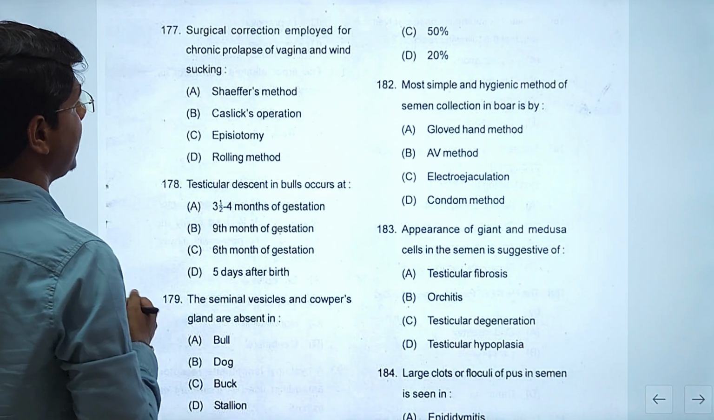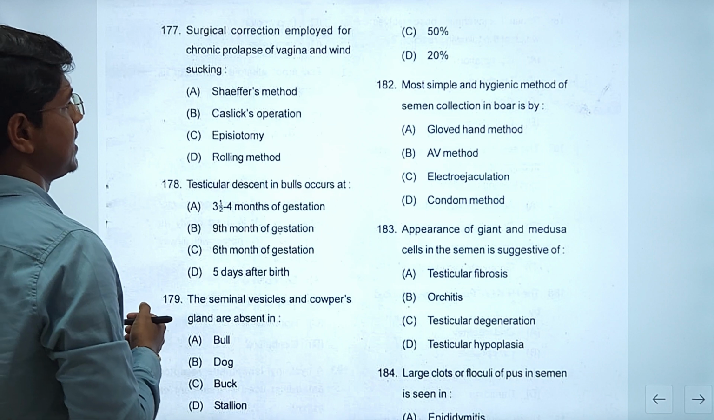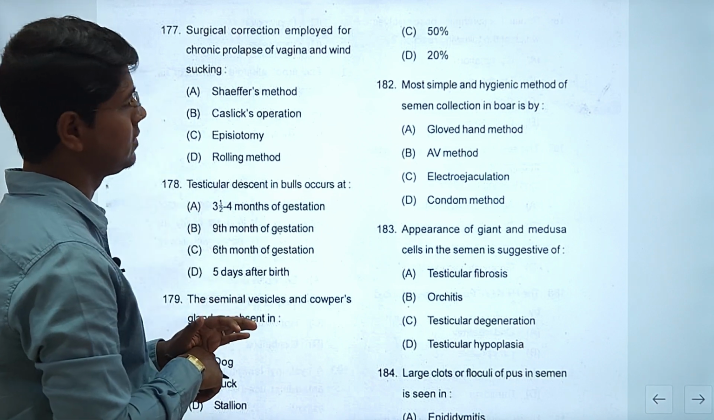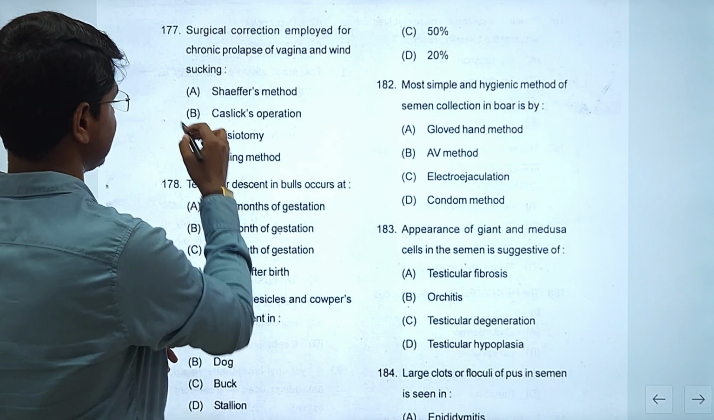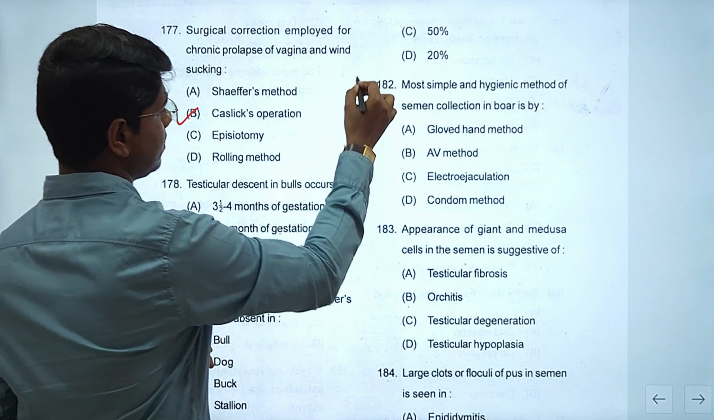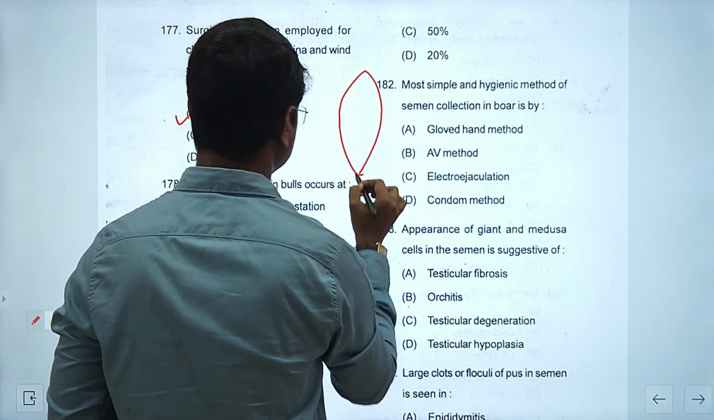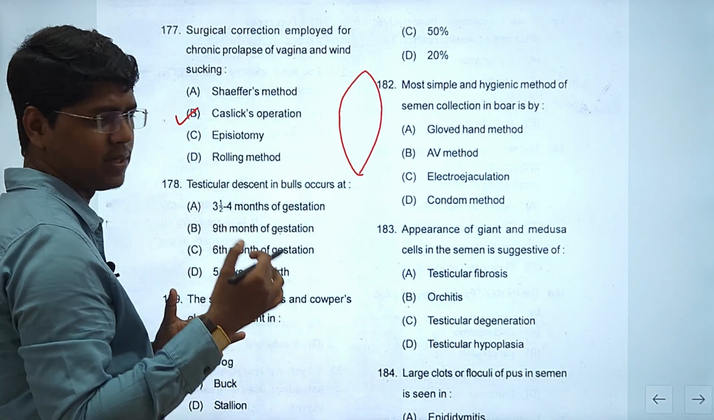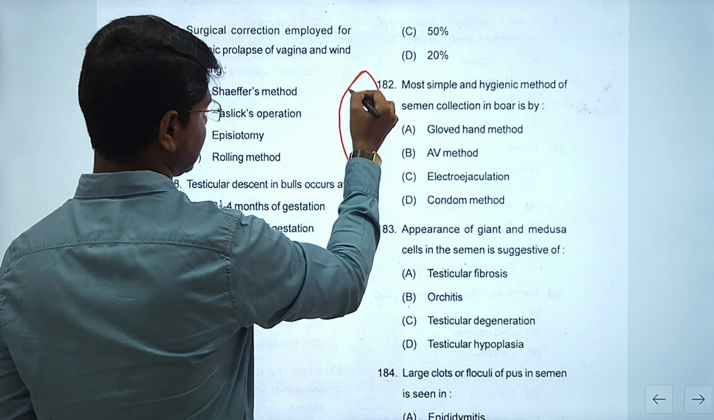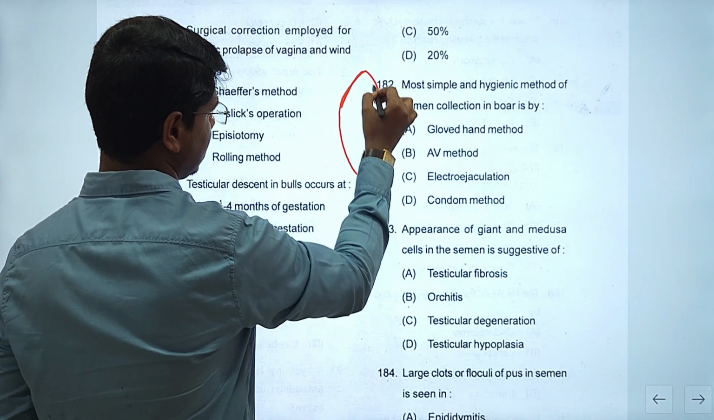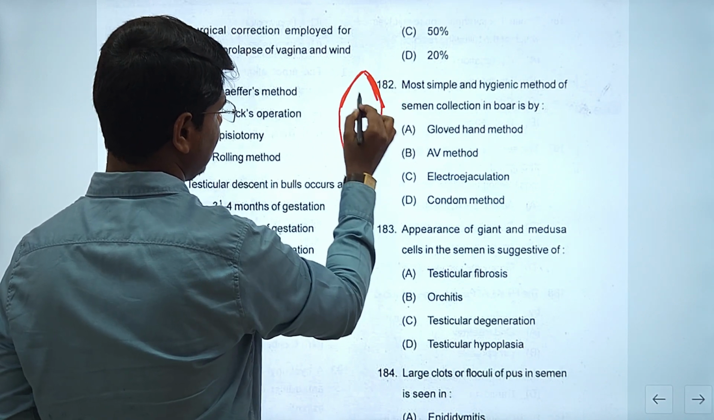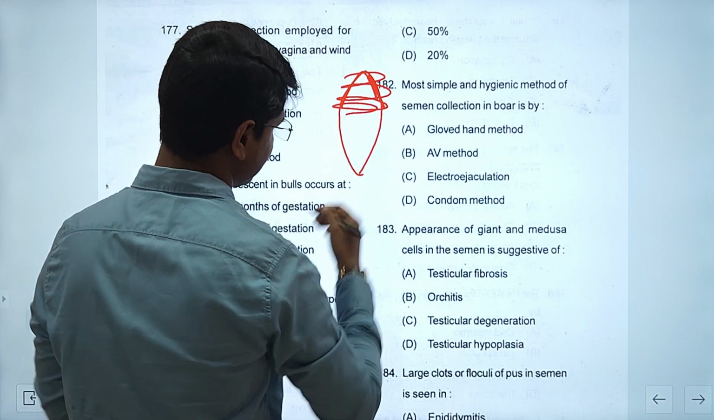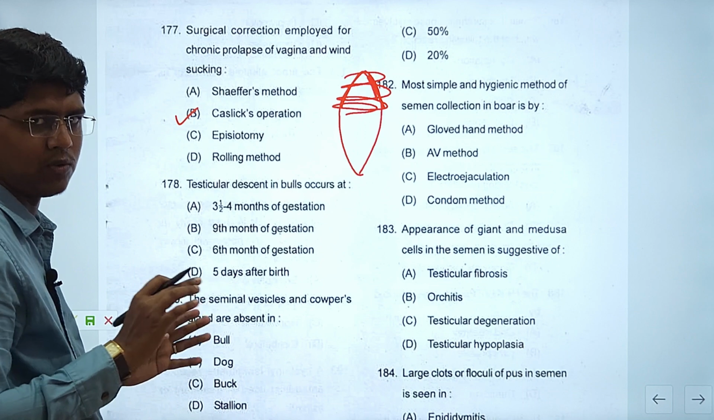Surgical correction employed for chronic prolapse of the vagina and wind sucking. This particular procedure is mostly done in the case of the horse, that is Caslick's operation. What happens? This is the vulval opening. In this procedure, due to chronic prolapse of the vagina, to prevent that, you will take a skin part here at the mucocutaneous junction, then you will suture this. The ventral portion is left for urination, so that there will not be a problem.